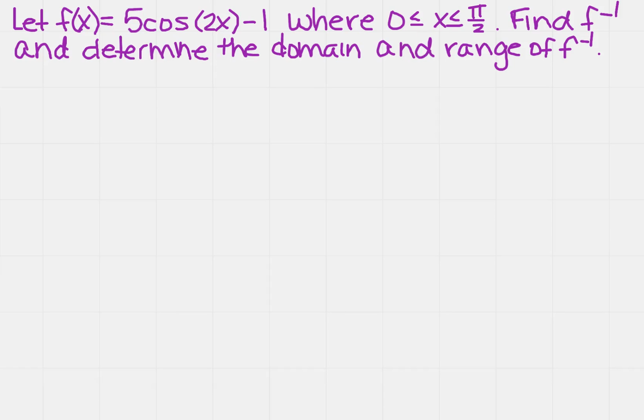Let f of x equal 5 cosine 2x minus 1, where 0 is less than or equal to x is less than or equal to pi over 2. Find f inverse and determine the domain and range of f inverse. So how in the world are we going to do that?